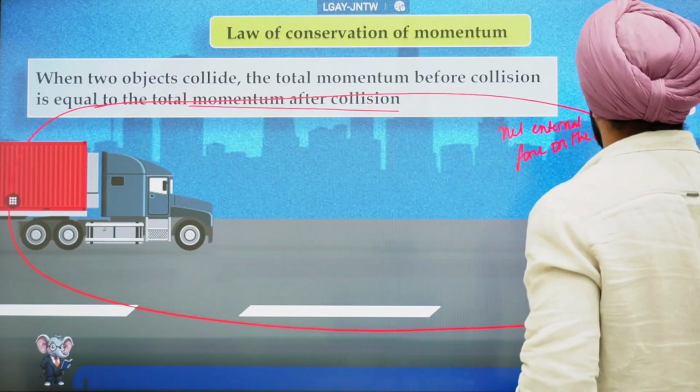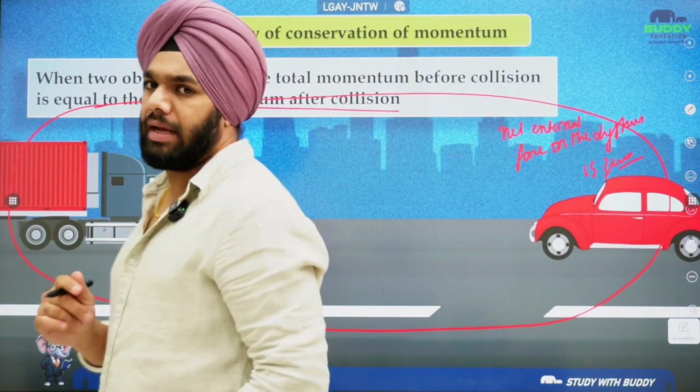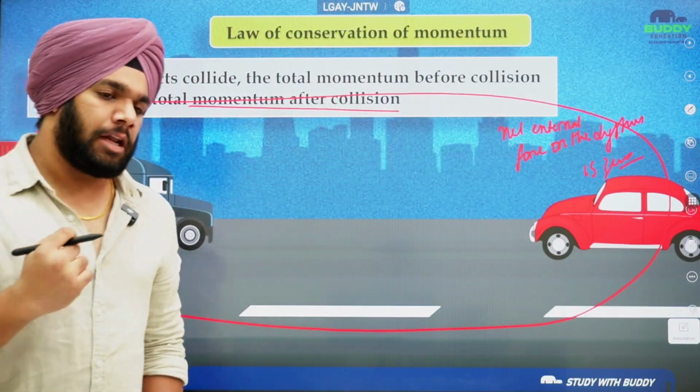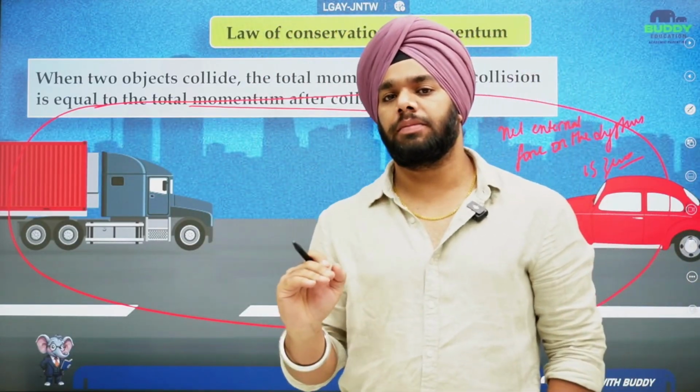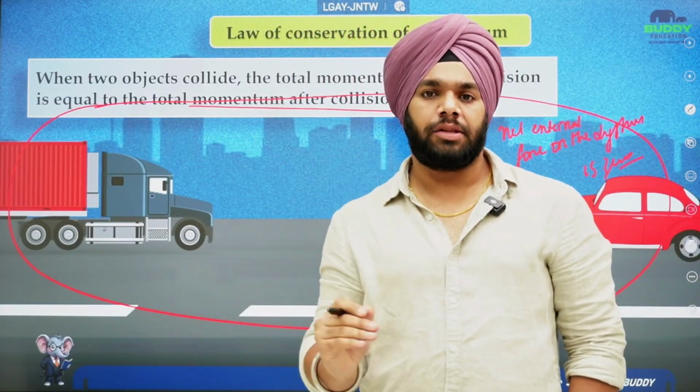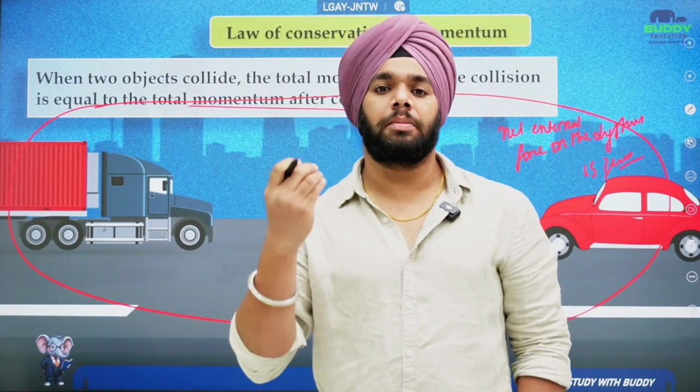Net external force on the system is zero. If the net external force on the system is zero, then only you can apply conservation of momentum. Now I can take any system I want. I can take truck and earth as the system, car and earth as the system, or truck and car as the system. So that completely depends on me.